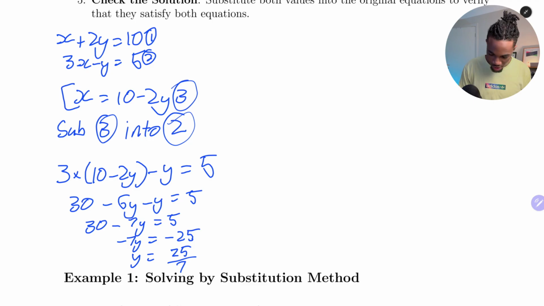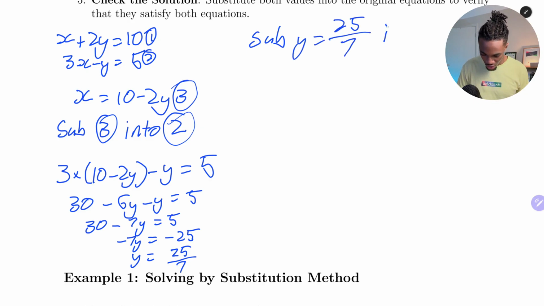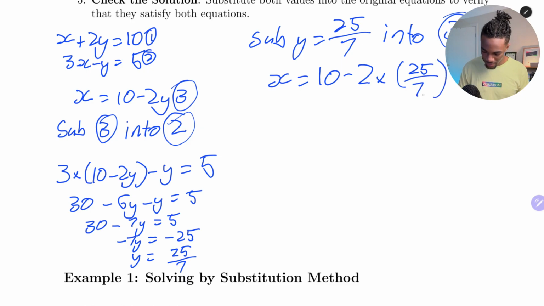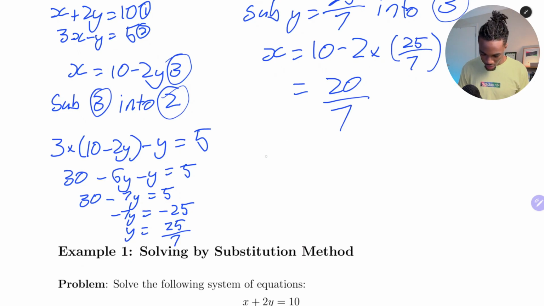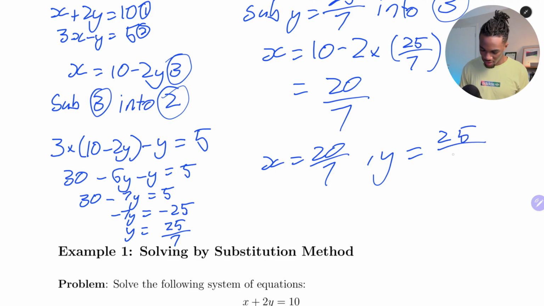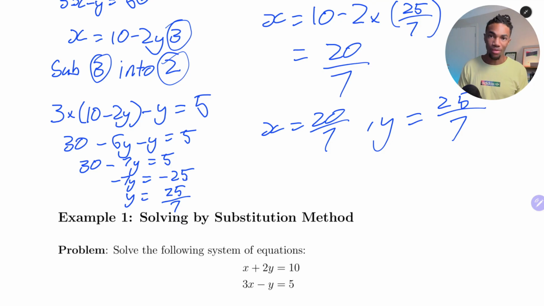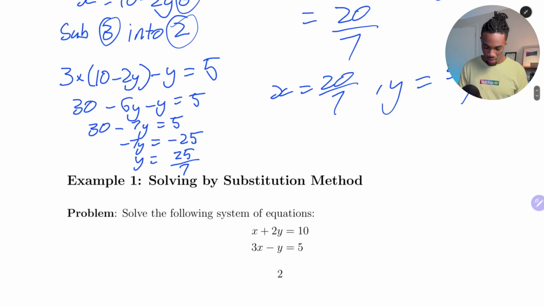Let's sub it into equation 3. Sub y equals 25 over 7 into 3. So x equals 10 minus 2 times 25 over 7. Putting it in the calculator, that equals 20 over 7. So our point of intersection is x equals 20 over 7 and y equals 25 over 7. If the question asks, you can simplify this into decimal places. But that's how you solve these types of questions with the substitution method.